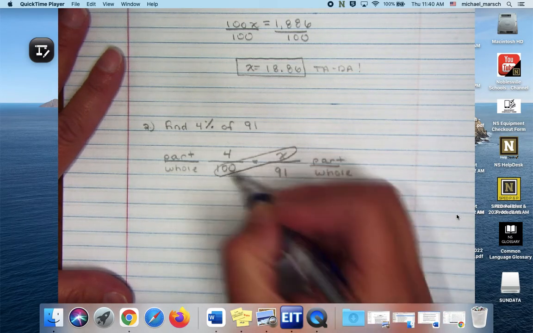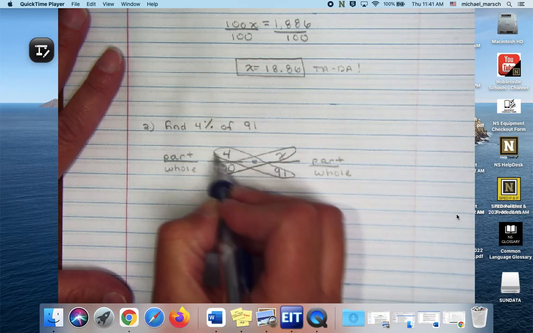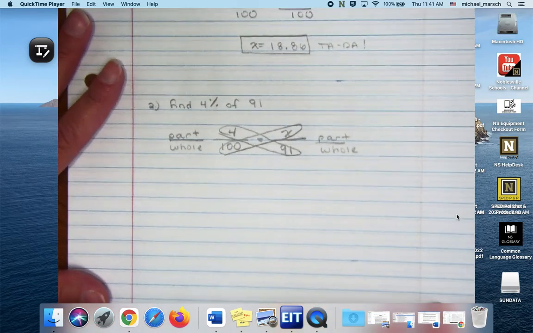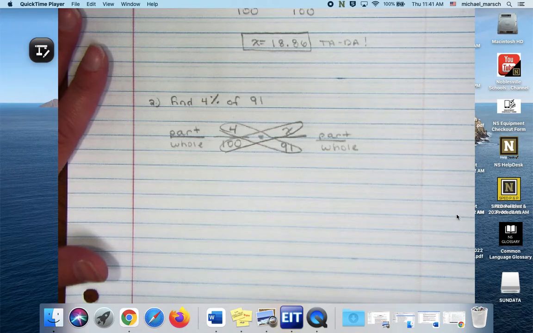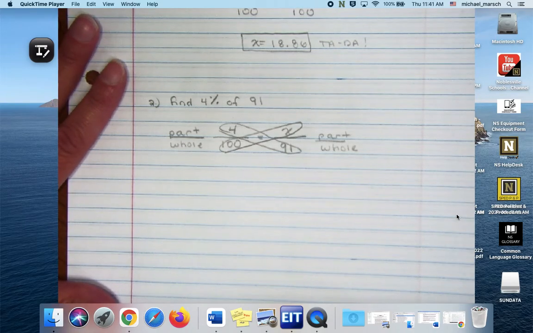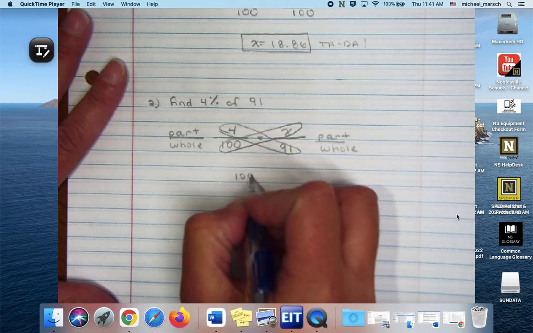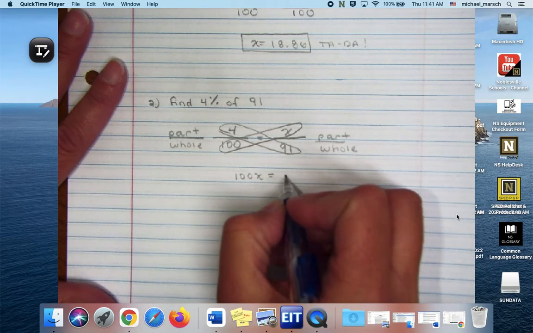She's fine. So now I'm going to draw my cross multiplying. Band-Aids. They're not Band-Aids. Airplane. Just like that. So I've got 100x will equal 364.